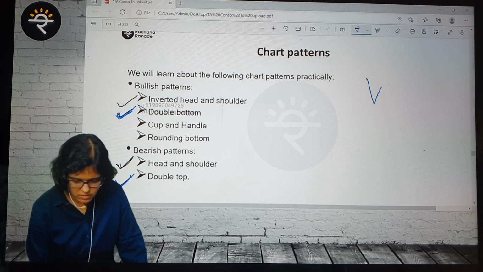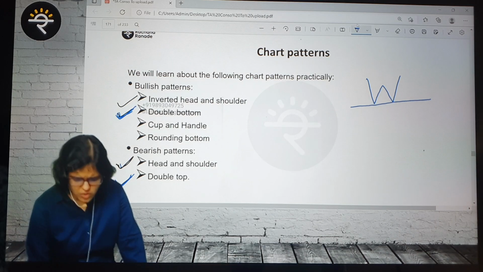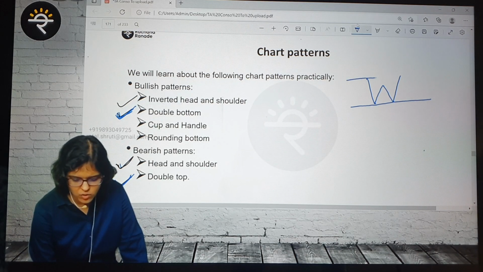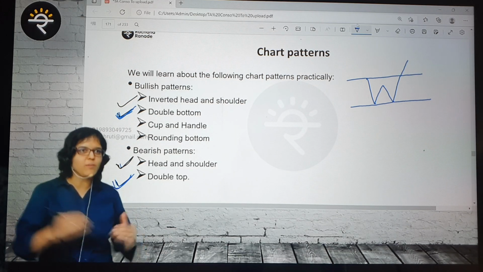So understand this. 1, 2. What is this? Double bottom. And what is this line? Support line. The stock is falling, it took a support here, it retraced, again took a support, still going higher. Okay, and this could also be like a resistance, na? And it can go upwards also. So W and a breakout. Double bottom and a breakout.